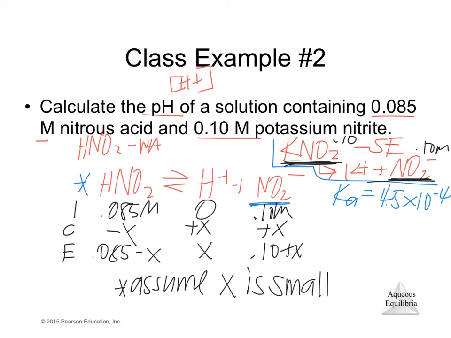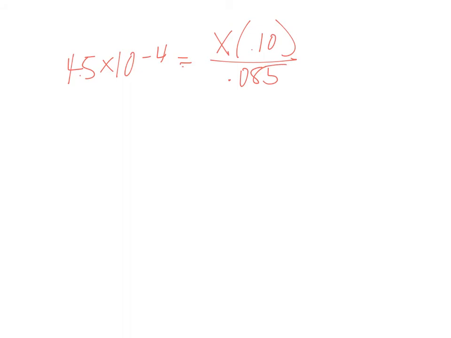And now we can plug everything into our Ka expression. Okay, so we're going to use a new page because we started to run out of space. So 4.5 times 10 to the negative fourth is equal to products over reactants, right? So X for our H+. Because we're assuming X is small, we're just going to use 0.10 for the nitrite ion concentration. And then we're going to use 0.085 for the nitrous acid, because again we're assuming X is small. So we're going to rearrange. When we rearrange and we solve for X, we get 3.825 times 10 to the negative fourth. Okay, so that's what I get for X.